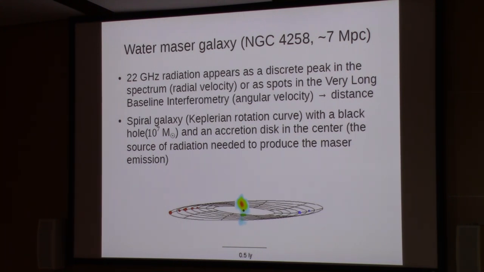They also model such a system using a Keplerian rotation curve, and it's possible to obtain distance to that object. It's important that this galaxy is almost edge-on when we look at it.